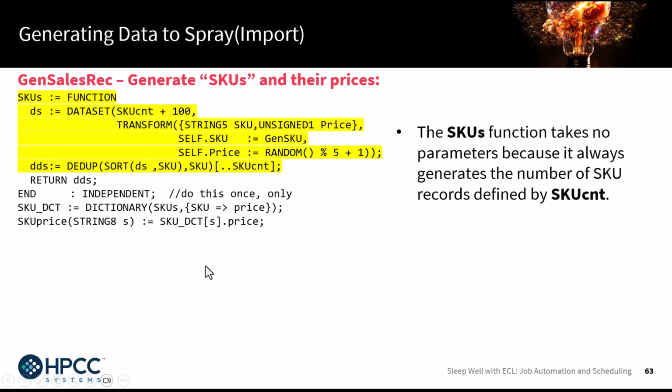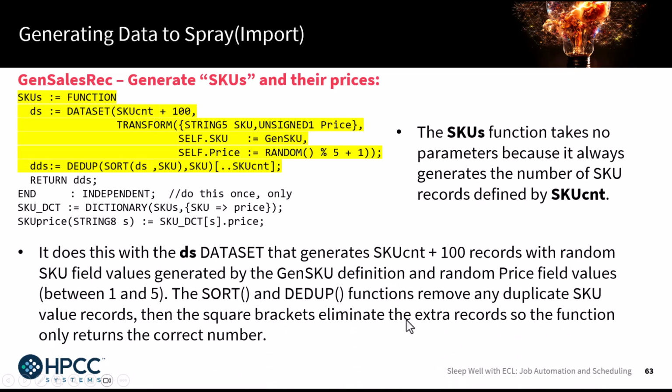All right, the SKUs function takes no parameters because it always generates the number of SKU records defined by the SKU count. That's a new form of data set if you haven't seen it before. This can generate data sets on the fly. So the number of SKUs plus 100, and then the transform that will generate the random SKU numbers accordingly, random price, and of course a dedupe that's also in place here to remove any duplicate SKU value records. And then the square brackets eliminate the extra records, so the function only returns the correct number of records that we're generating.